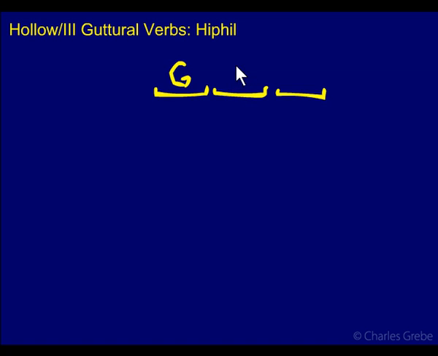And so put a vav here. The verb we're going to look at is nuach. Okay? And nuach means to rest. This is the word from which we get Noah. He caused the rest.